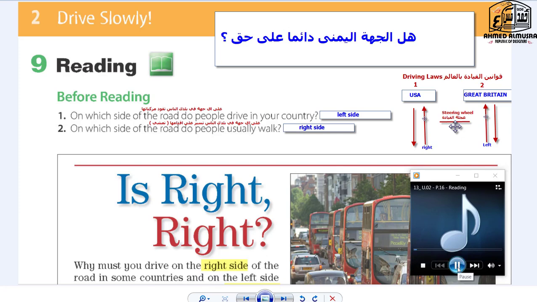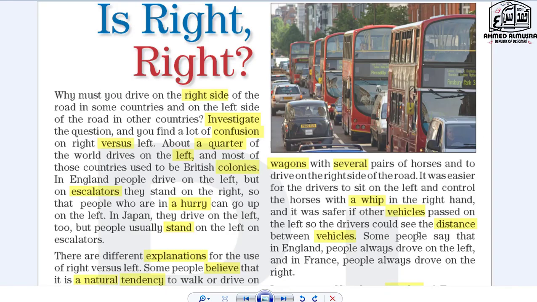Page 19, Reading. Is right, right? Why must you drive on the right side of the road in some countries and on the left side of the road in other countries? Investigate the question, and you find a lot of confusion on right versus left. About a quarter of the world drives on the left, and most of those countries used to be British colonies. In England, people drive on the left, but on escalators, they stand on the right, so that people who are in a hurry can go up on the left.